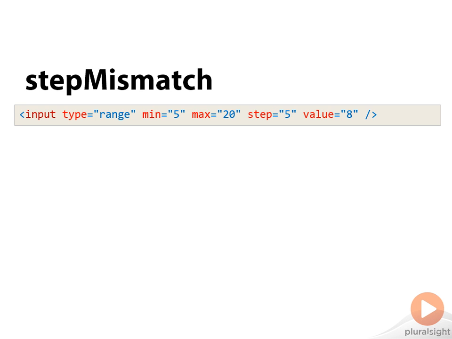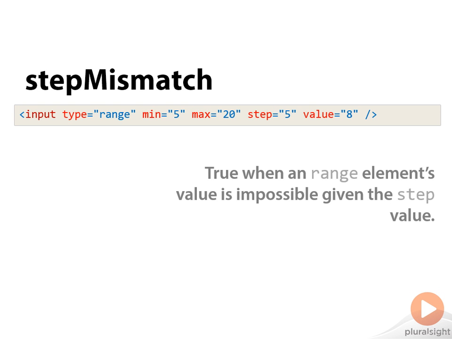Step mismatch returns true when a range element's value is impossible given the step value. So here the value is 8, but the minimum value is 5, the max value is 20, and it can only step in increments of 5. So 8 would never be possible within this range element.